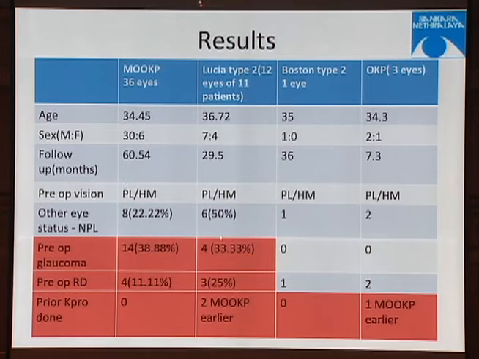We also had significant preoperative RD, with about 25% of patients with the Lucia type 2 having preoperative retinal detachment. 2 patients with the Lucia type 2 had earlier undergone the MOOKP, and we had to swap the keratoprosthesis because of lamina resorption. And 1 patient, because of lamina resorption, later on underwent the osteokeratoprosthesis.